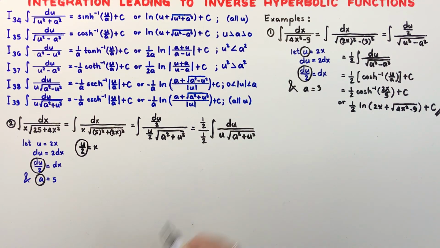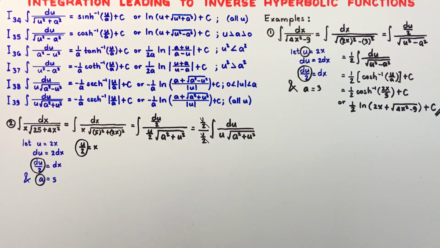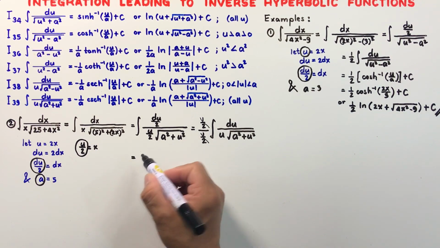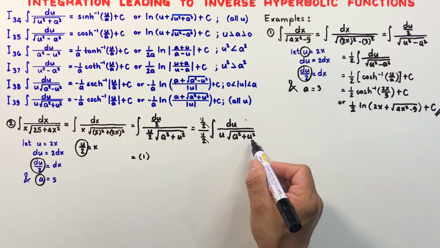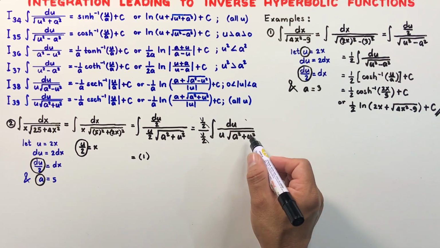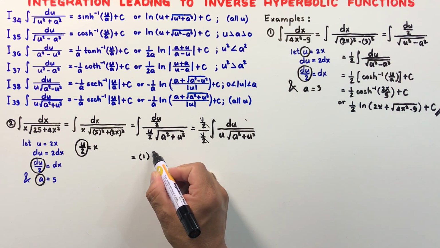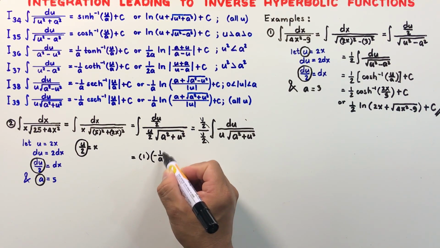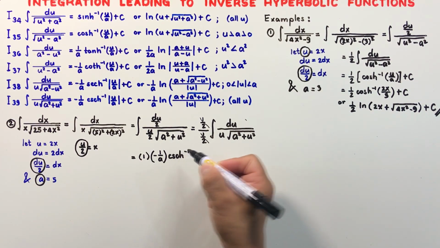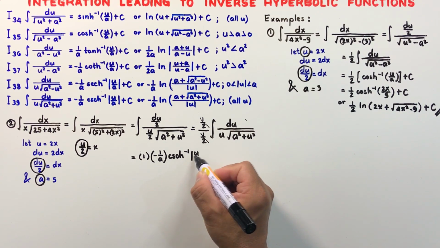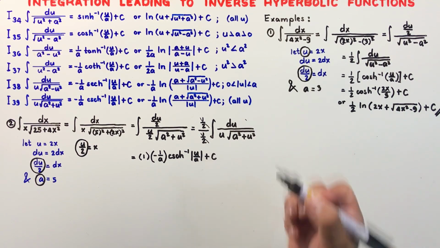But we know that this 1/2 here and this 1/2 in the denominator cancel each other. So this is equal to 1 times the integral of this. And to integrate this one is to apply formula 39. And that is equal to the negative 1 over a times the inverse hyperbolic cosecant of the absolute value of u over a plus the constant of integration c.